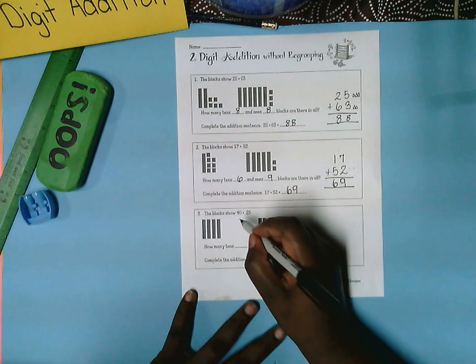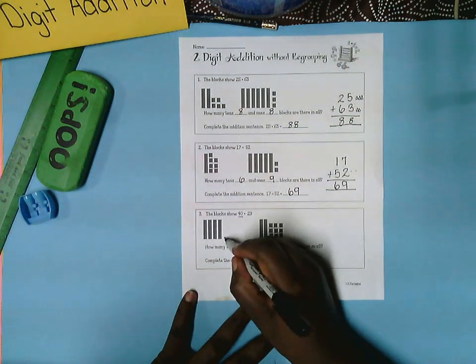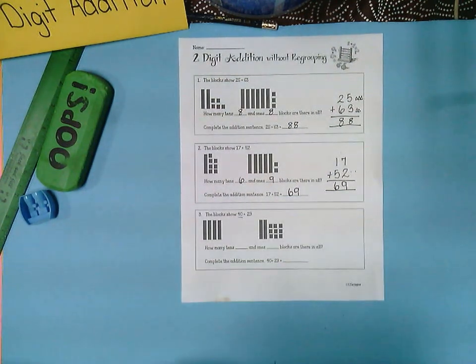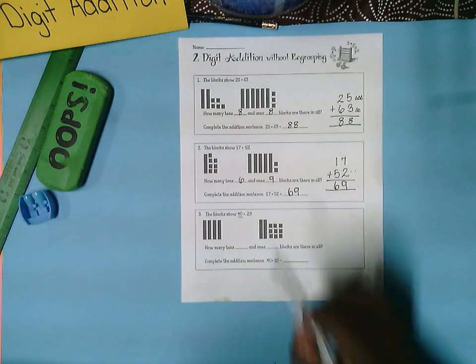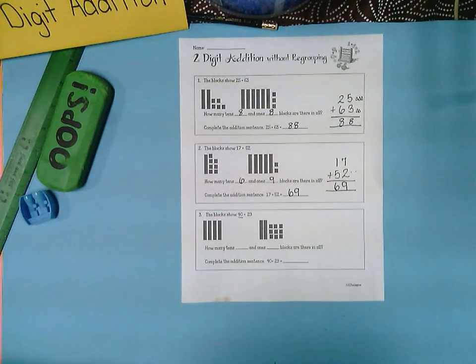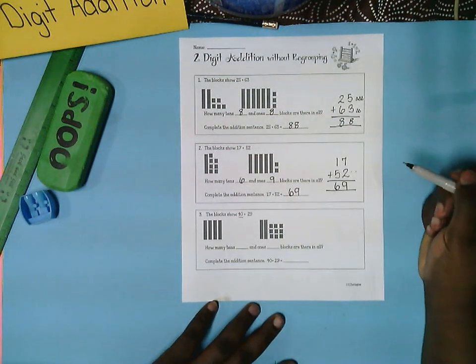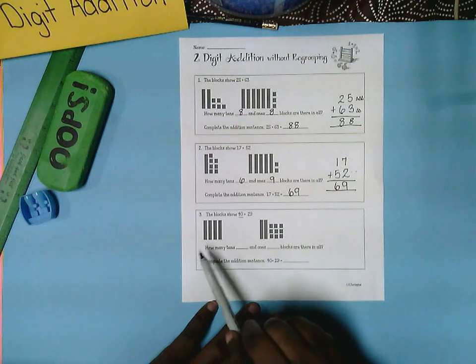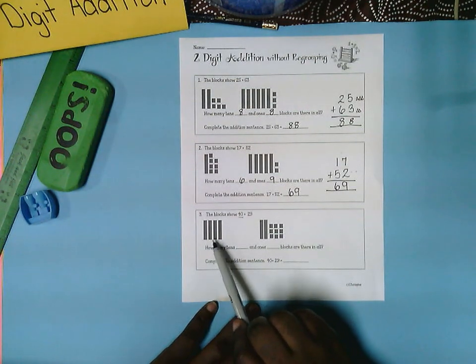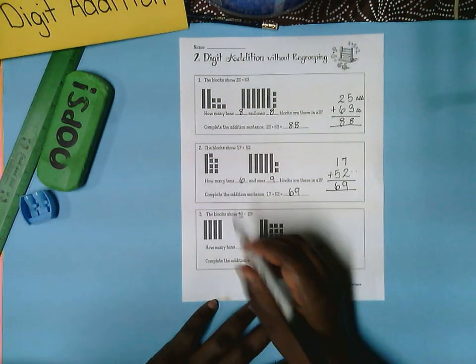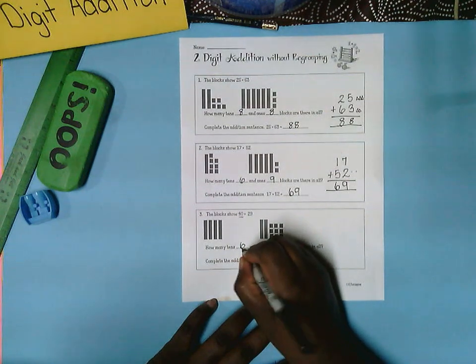Now, look at this here. Sometimes we get confused and we don't want to write the 0. Remember, the 0 is a placeholder. If you don't write the 0, then you won't have 40. The number will be only 4. I just wanted to make that note. So let's count our tens. 1, 2, 3, 4, 5, 6. So we have 6 tens in all.